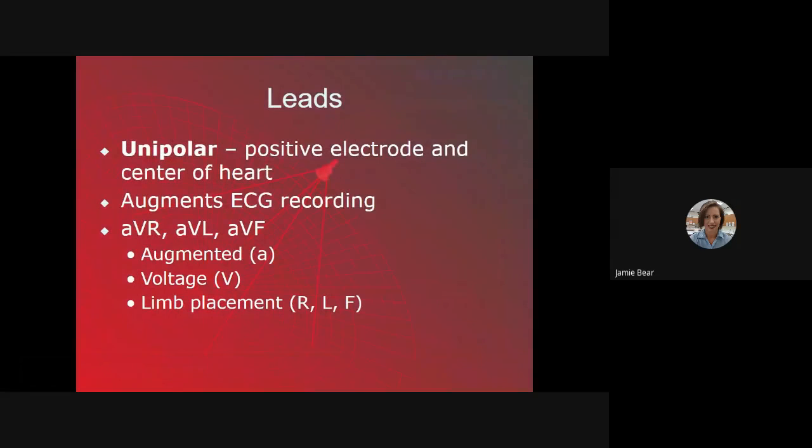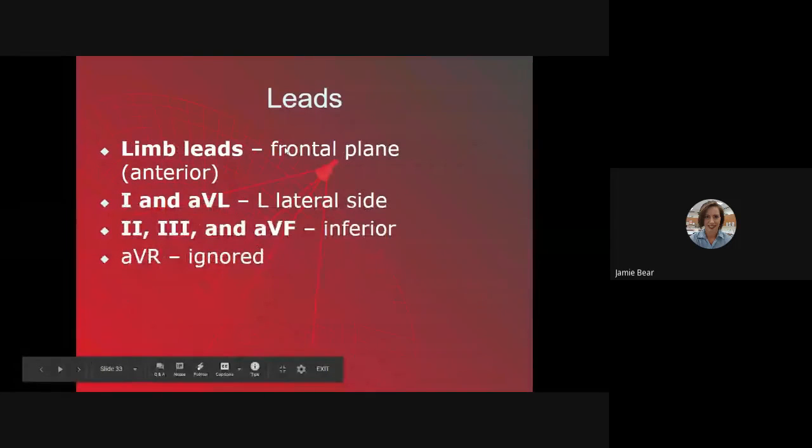Okay, the other leads, the unipolar ones, would be positive electrodes in the center of the heart. The A stands for augmented, it enhances the ECG recording. So AVR, AVL, and AVF look at augmented voltage in the right, left, and foot. In the limb leads, it's looking at the frontal plane of the heart. Leads 1 and AVL look at the left lateral side. Leads 2, 3, and AVF look at the inferior side of the heart. And then AVR is just kind of a placeholder.